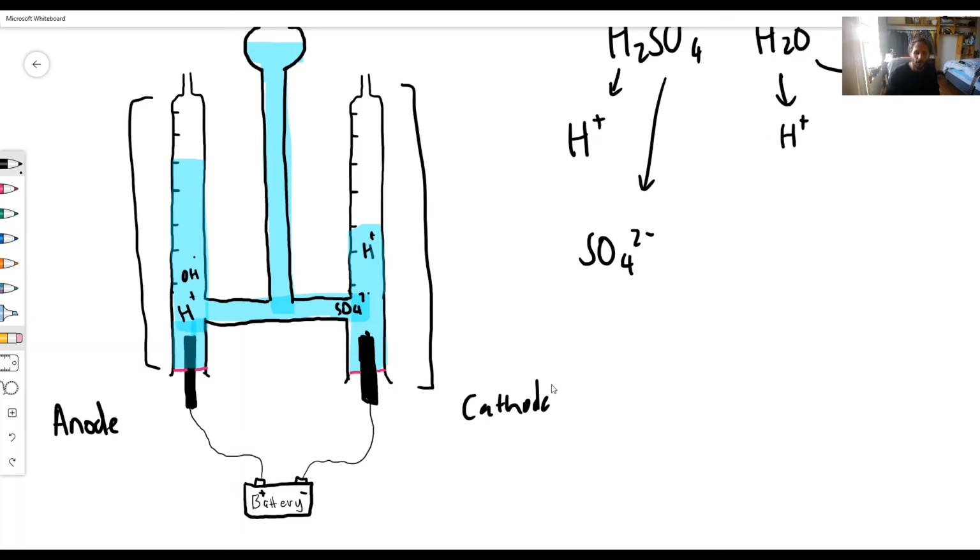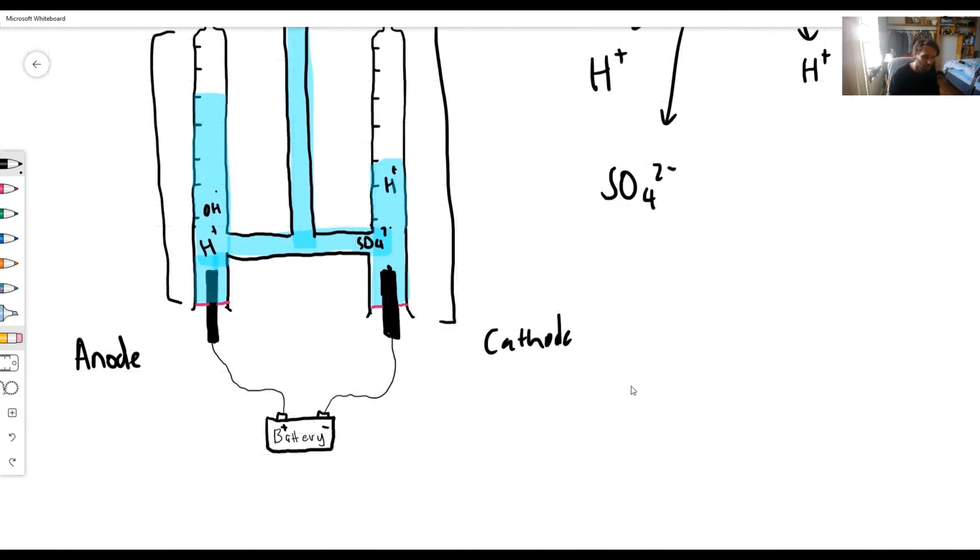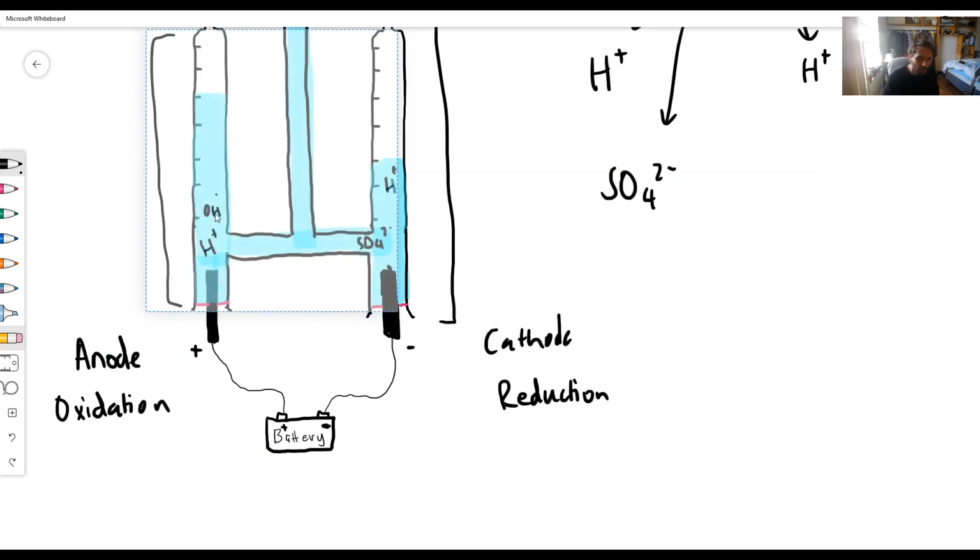We write that we have oxidation happening at this side. Oxidation is loss of electrons, and then we have a reduction, this is the gaining of electrons. Now, I just have to look at the battery to see which side is positively charged and which is negatively charged. What's going to happen is the OH- ions are going to be attracted to this side.